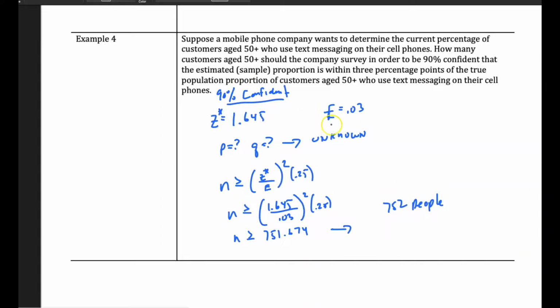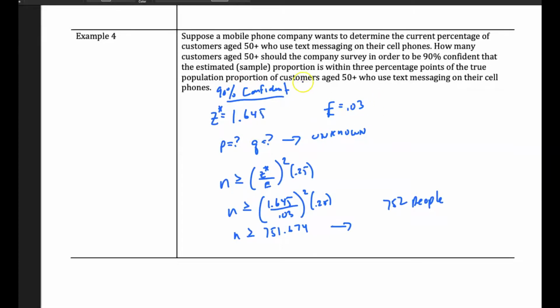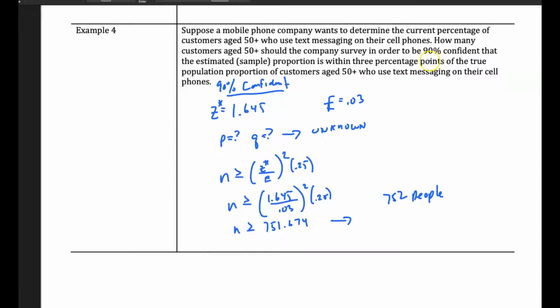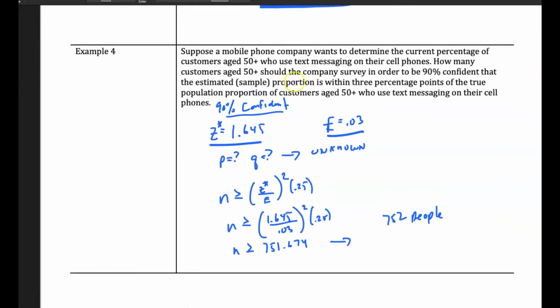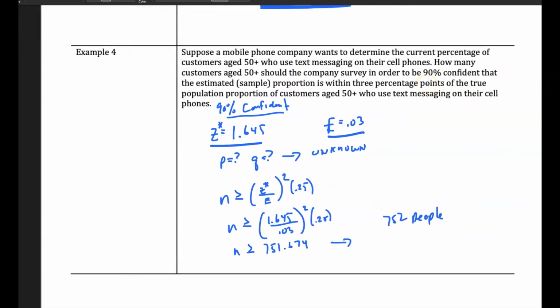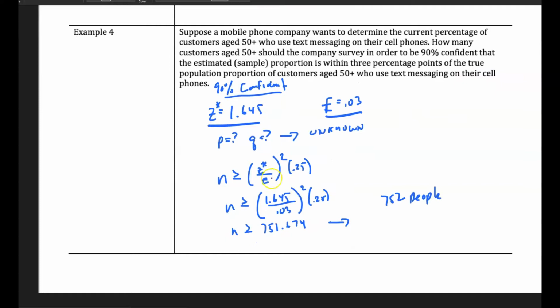So on this problem, we want a margin of error of 3 percentage points, and we want to do it with a 90% confidence level. So that's our z value. There's our e, our margin of error. We don't know p and q. We don't have an estimate for this situation, and so we just plug in.